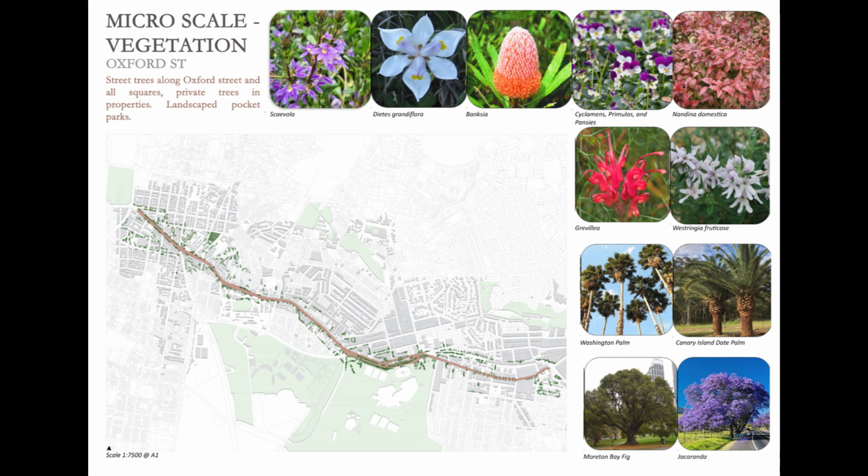The Washington palm and the Canary Island palm give off a tropical vibe in the area. Banksia and Grevillea showcase Australia's nature and enhance the city's distinct scenery.